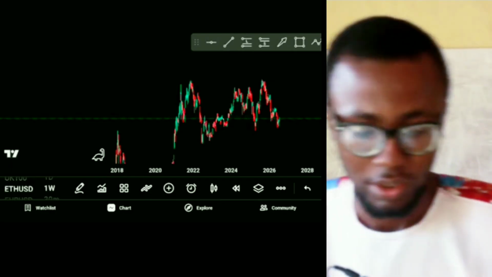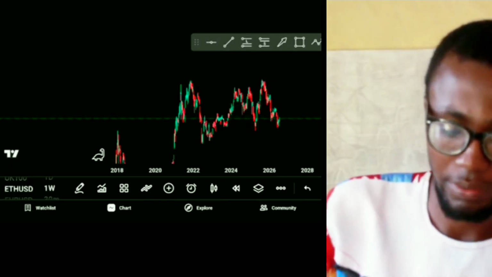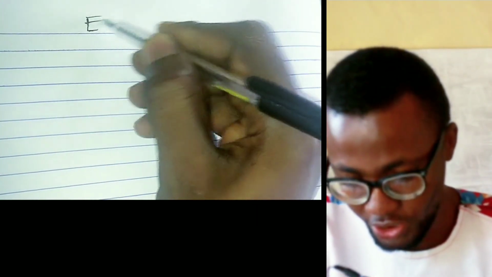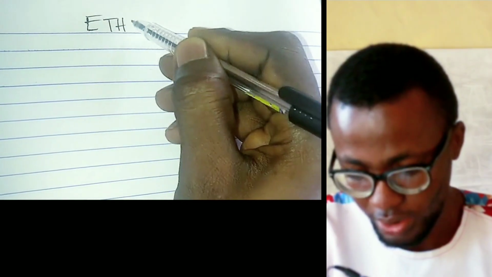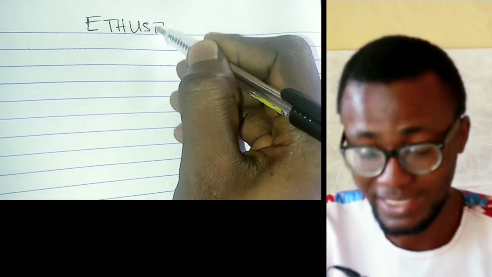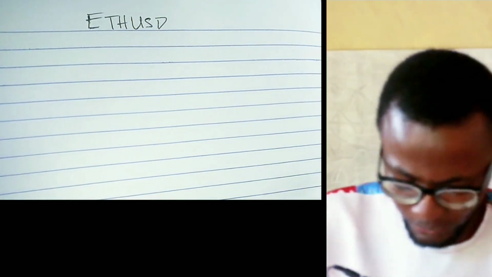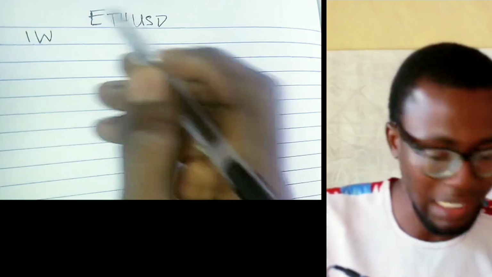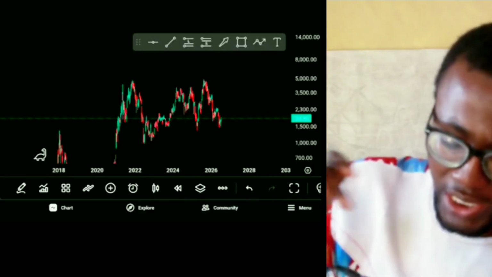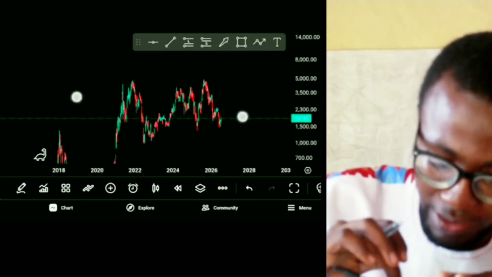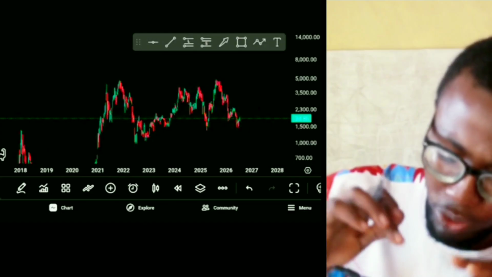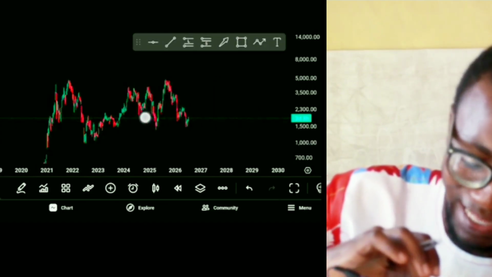Now, I'm going to be analyzing this pair. This pair is what? ETH USD. That is Ethereum. Now, let's start from the 1 week. If you come to this weekly time frame, look at the weekly time frame here now. You will see it here. I'm going to mark it, then I will analyze it for you.